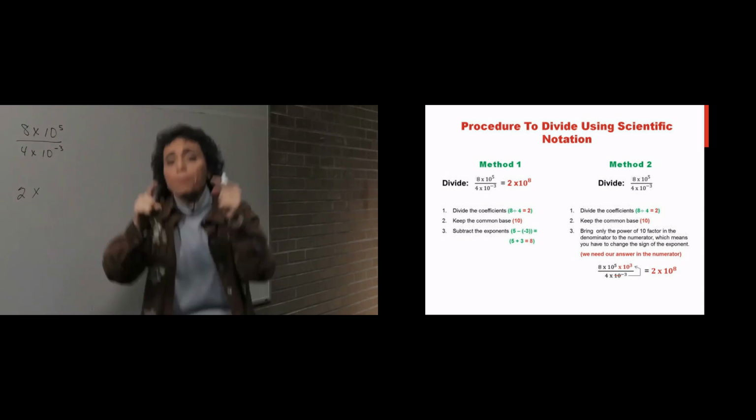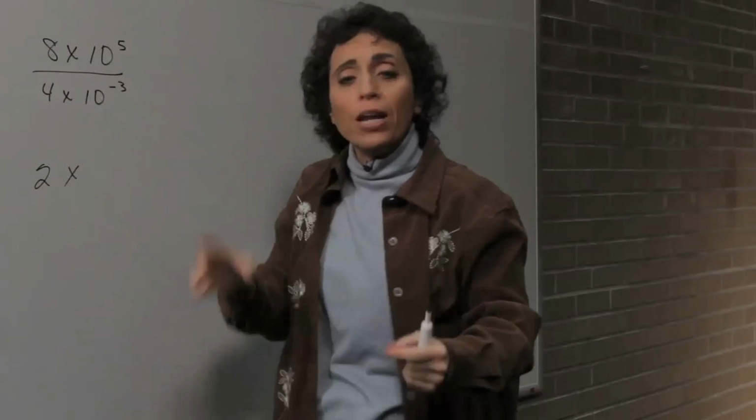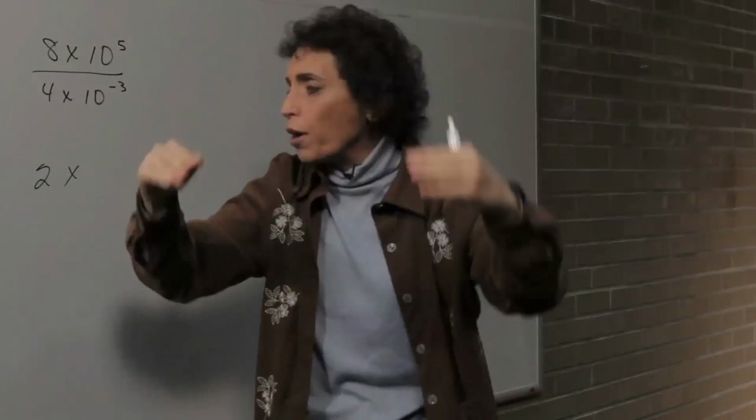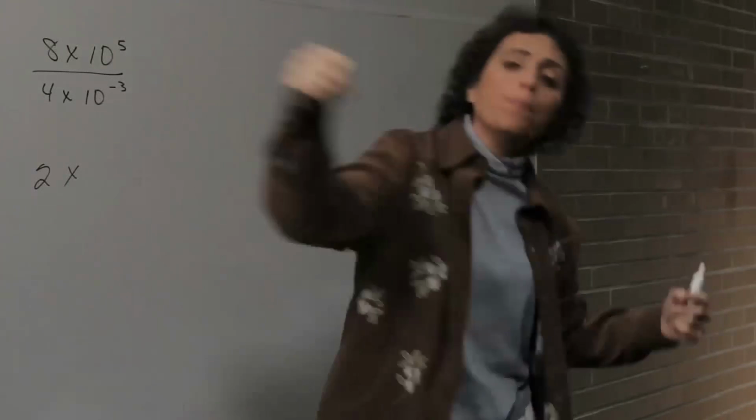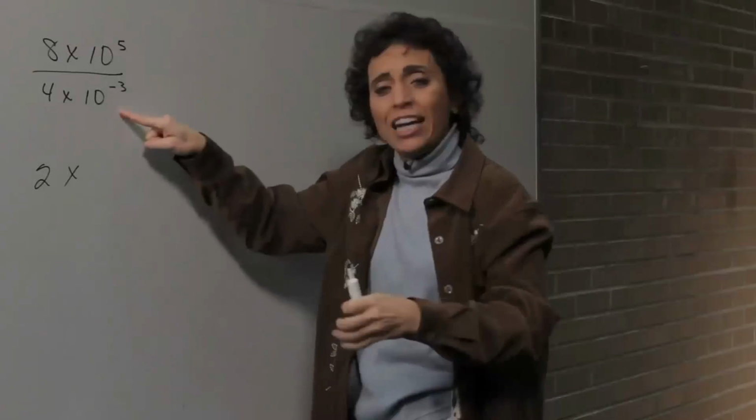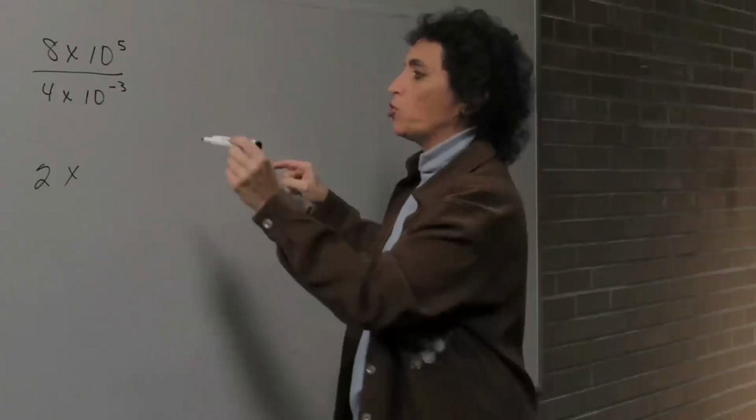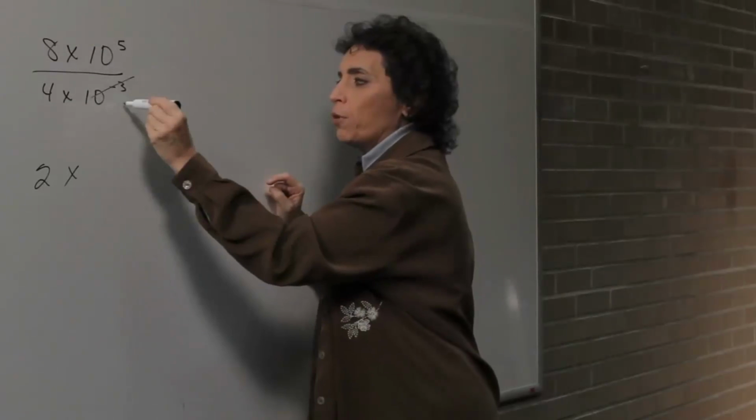So I am not moving it because it's negative. I am moving it because I need my answer in the numerator. So even if this was positive, I'd be moving it. But when you cross the line, you change the sign of the exponents. It's going to look like this. You ready? I'm moving this up.